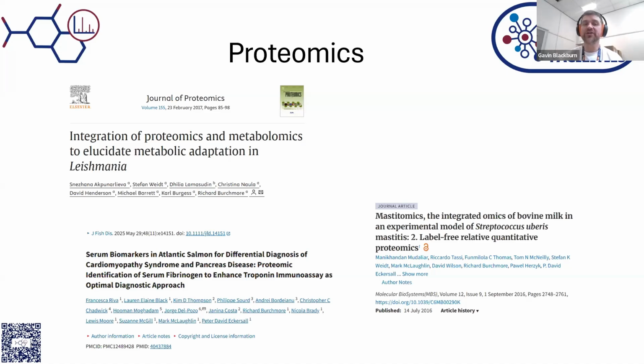We can look at integration of proteomics and metabolomics. So we can look at metabolic adaptation in things like leishmania or Plasmodium or trypanosomes. And we have a really, really strong background in looking at samples for parasites. But we can apply these techniques to anything that contains proteins, absolutely anything. We do work with plants, we do work with humans, we do work with unicellular organisms, we do work with bacterial cultures. Anything that contains proteins, we can apply these techniques to.